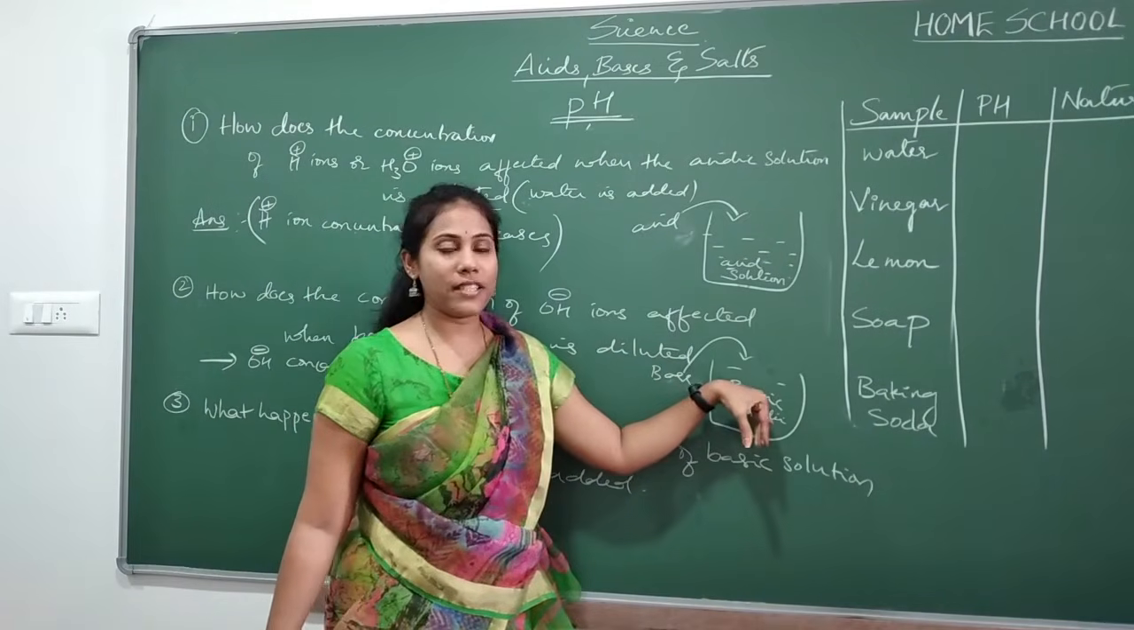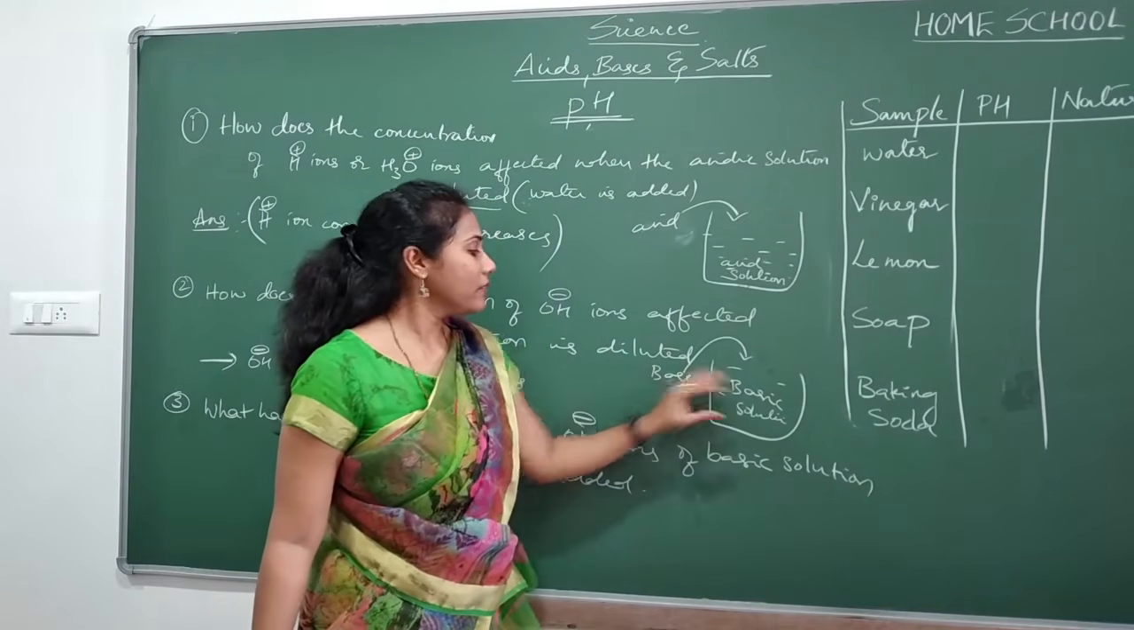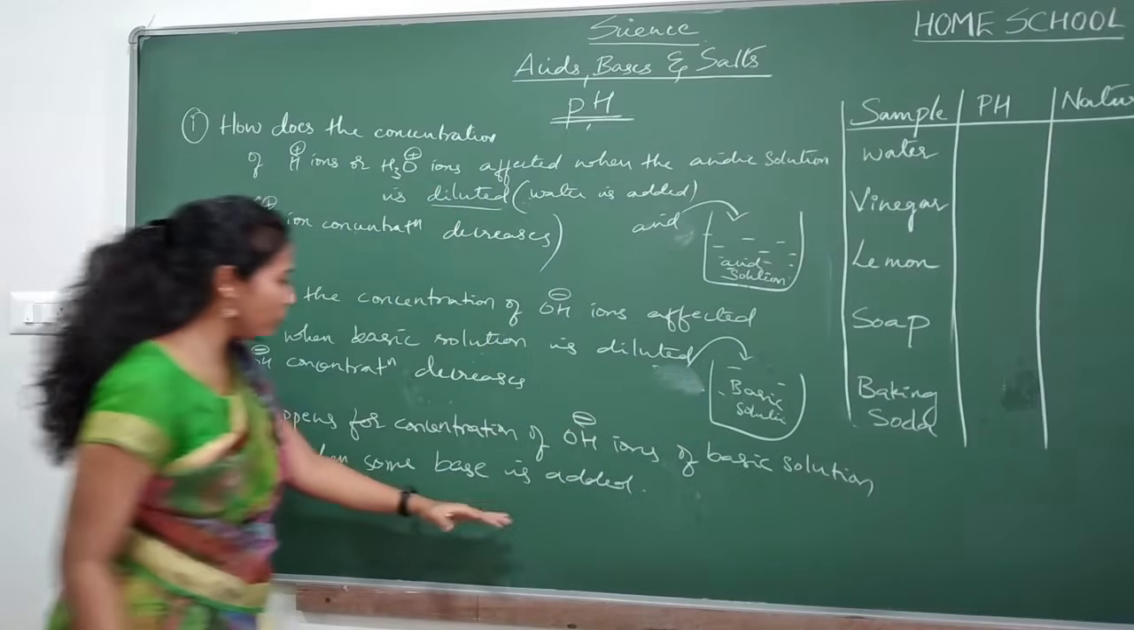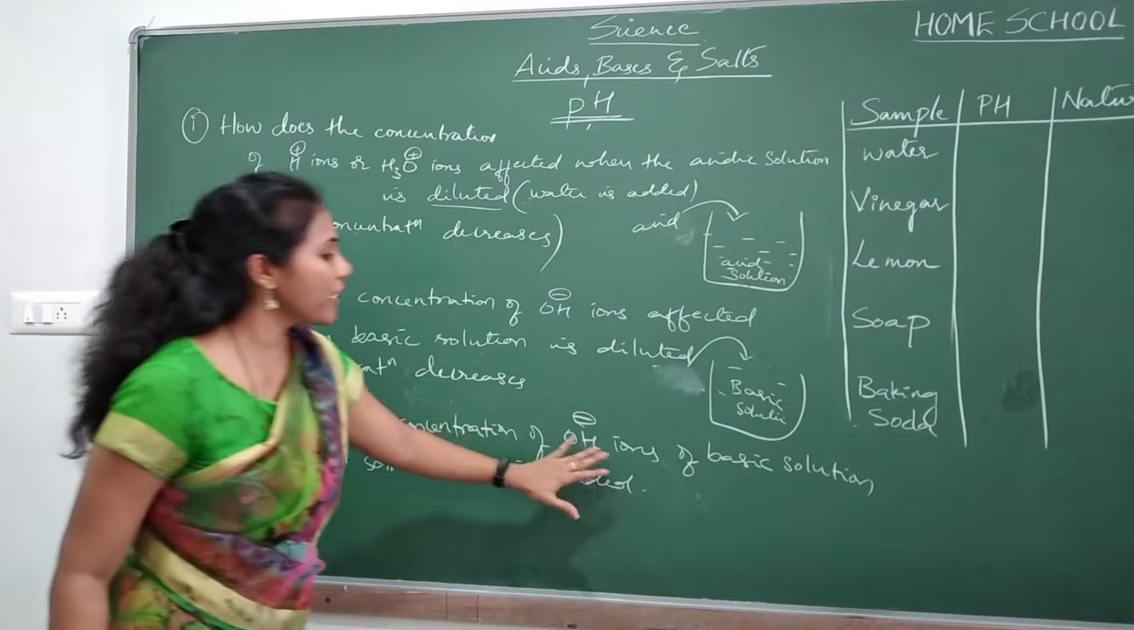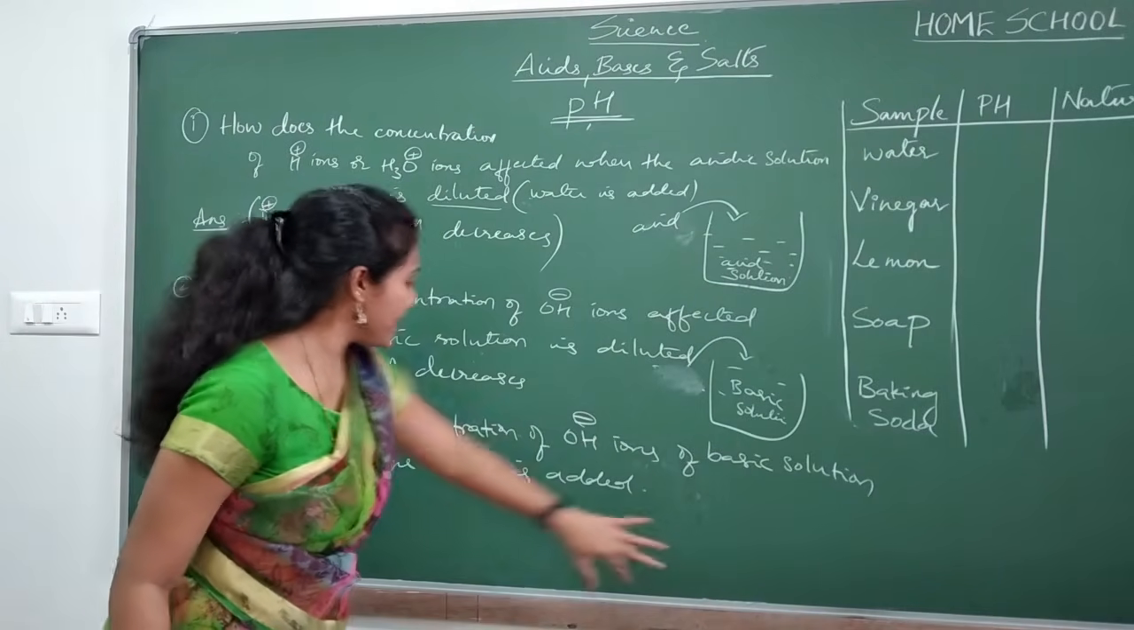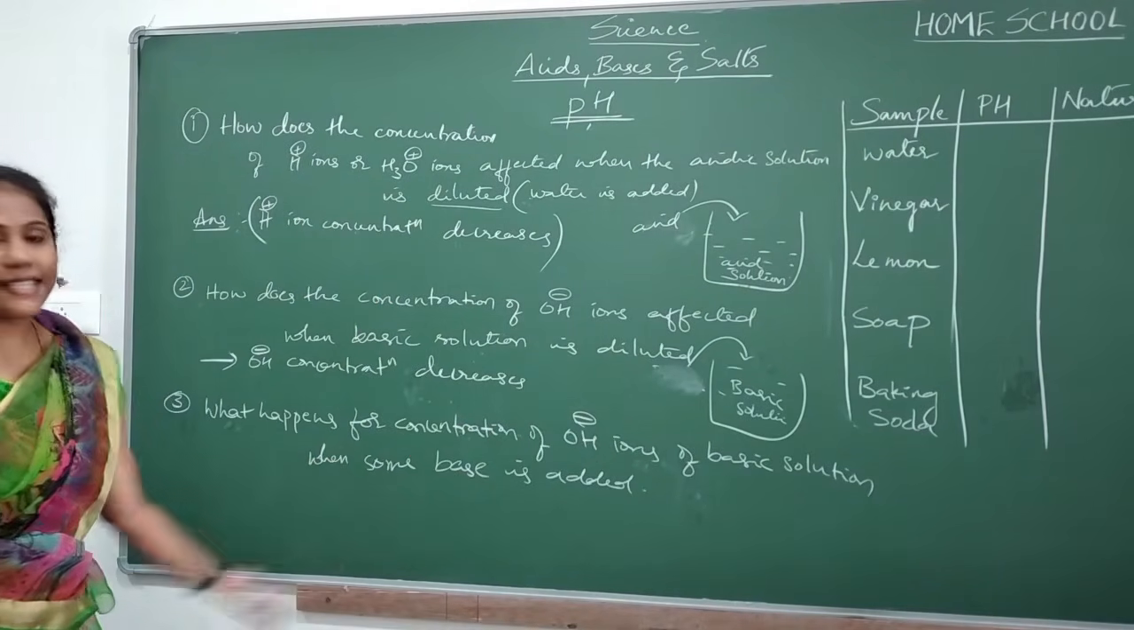But when some base only is added, instead of water I am adding base only to this, what will happen? That is the question I asked you here. What happens to the concentration of OH minus ions of a basic solution when some base is added?